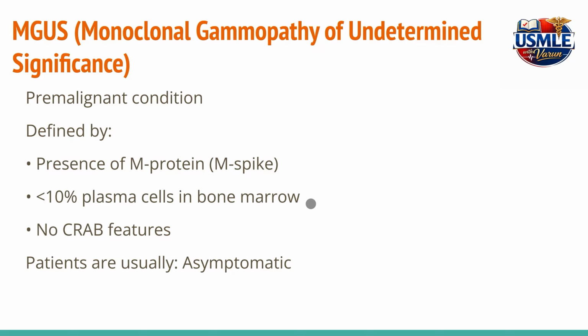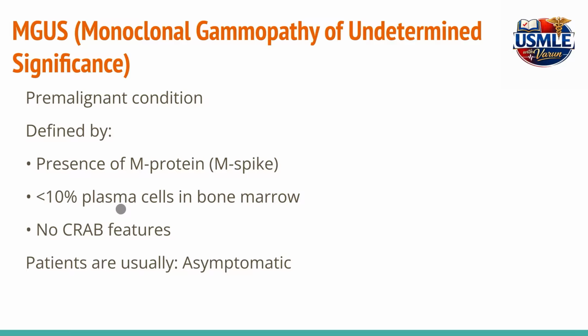Now let's try to understand monoclonal gammopathy of undetermined significance, which is abbreviated as MGUS. MGUS is a pre-malignant condition. You will see an M protein, but plasma cells are less than 10% in the bone marrow, and there are no CRAB features. So these patients are asymptomatic.